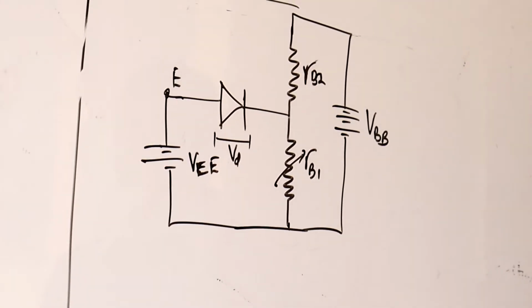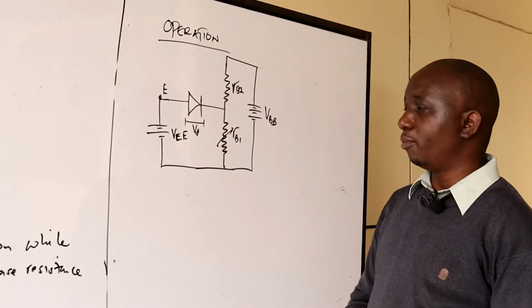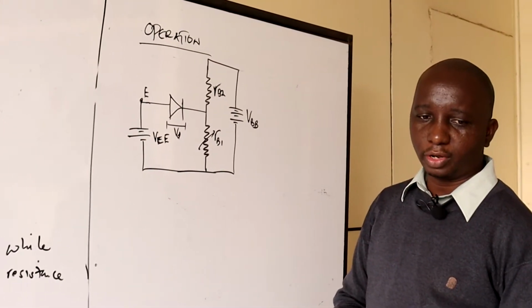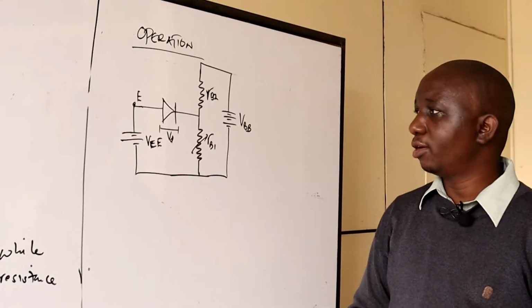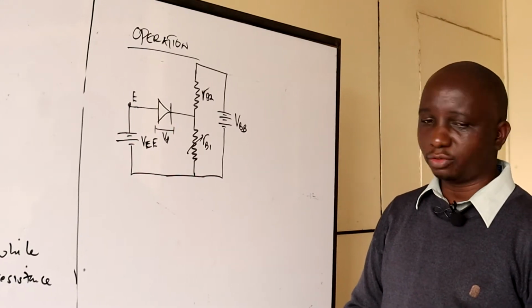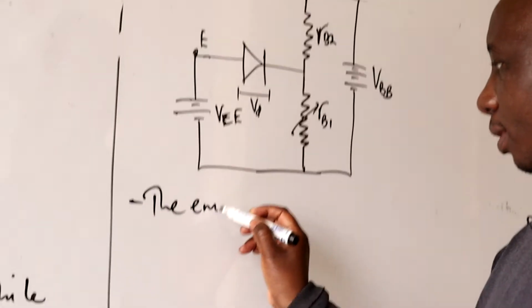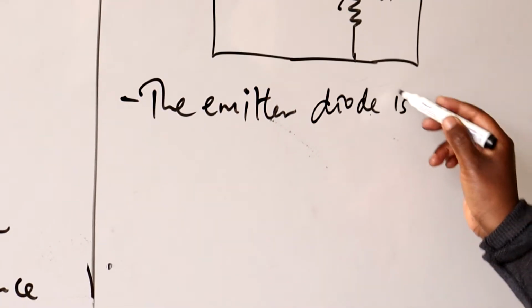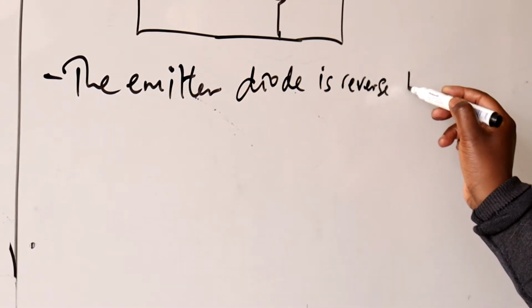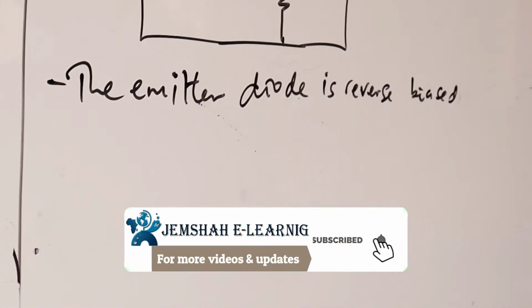When you look at this, then it's very easy. For us to get the emitter diode voltage, remember the emitter is reverse biased, and we need to overcome that reverse bias voltage. So the emitter diode is reverse biased by the voltage drop across it.